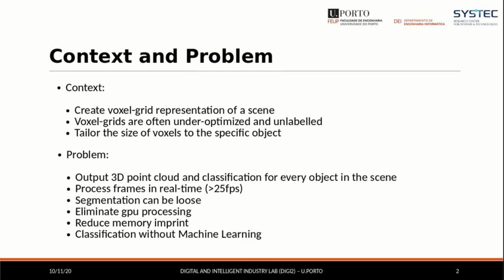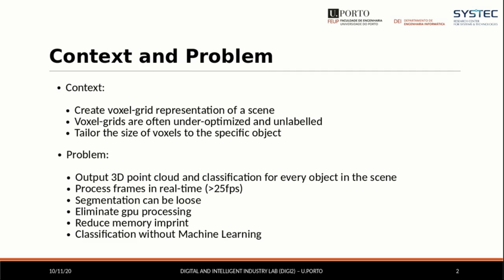This scene in particular is filmed by a Z stereo camera and is composed by one or more operators, a robotic arm, and a set of small objects. It's easy to construct a voxel grid from a point cloud representation, but these are often under-optimized since the size of every voxel in the grid is the same and the voxels themselves are unlabeled.